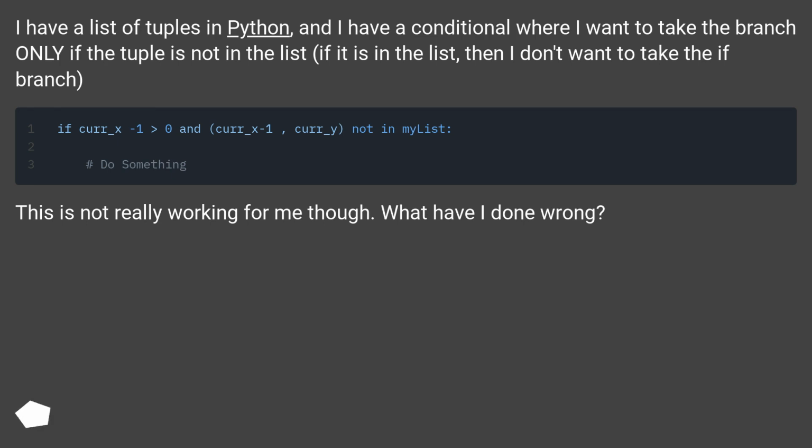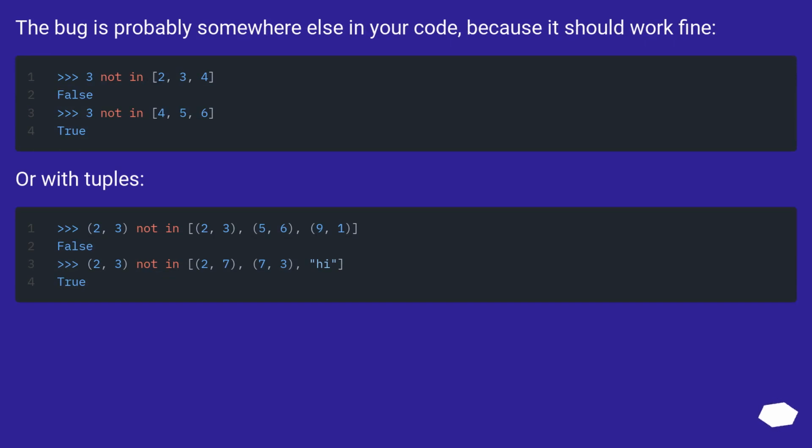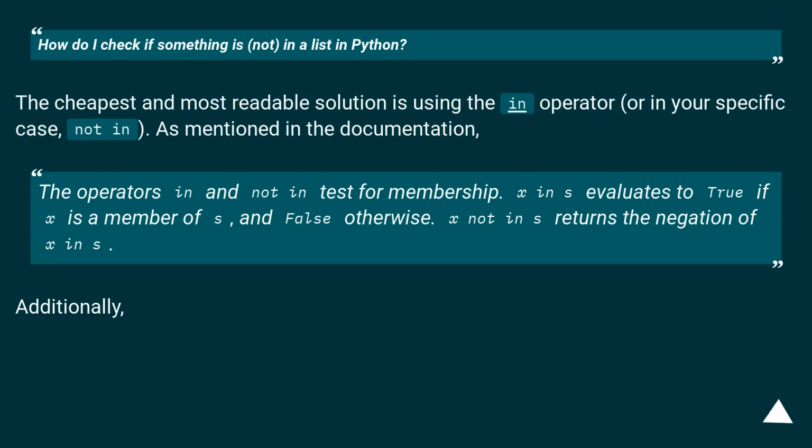This is not really working for me though. What have I done wrong? The bug is probably somewhere else in your code, because it should work fine. Or with tuples. How do I check if something is not in a list in Python?